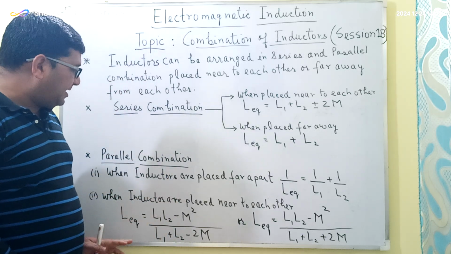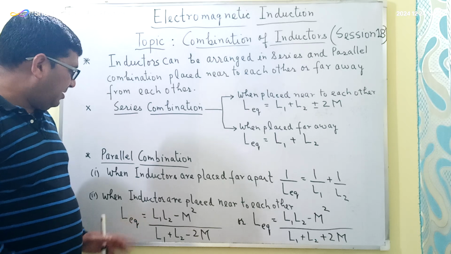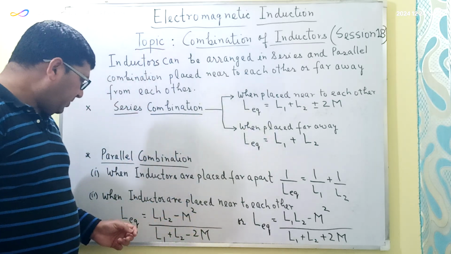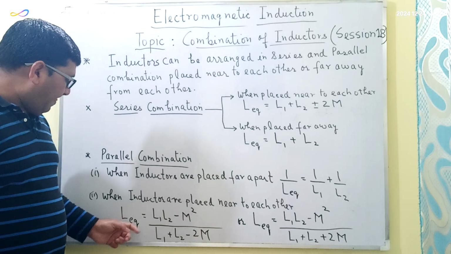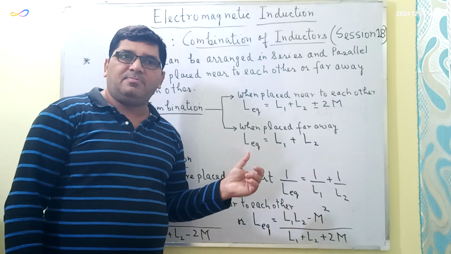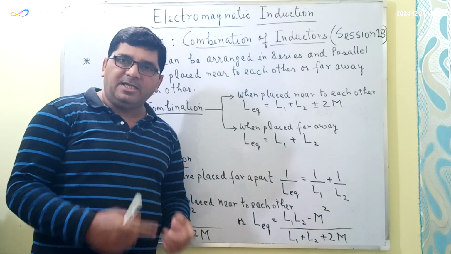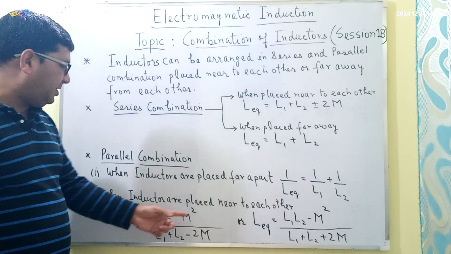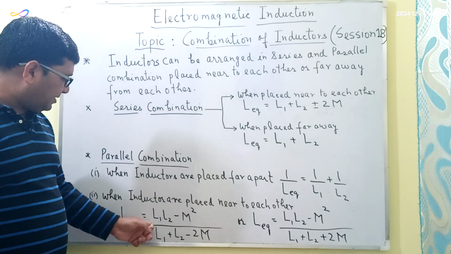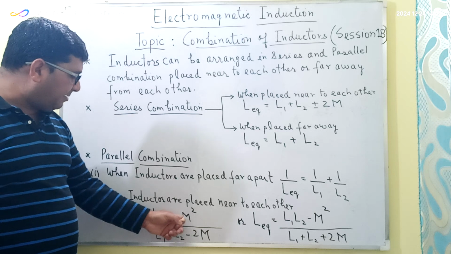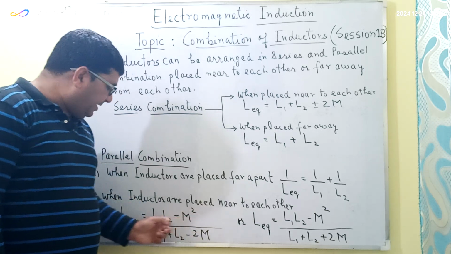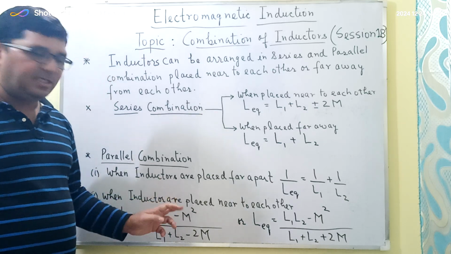When the two inductors are connected in parallel and placed near to each other, there will be two cases. The first is when the magnetic fields of the two inductors are aiding each other. In that case, the equivalent inductance will be equal to L1 into L2 minus M square divided by L1 plus L2 minus 2M. Here M is the mutual inductance and L1 and L2 are the self-inductances of the two inductors.